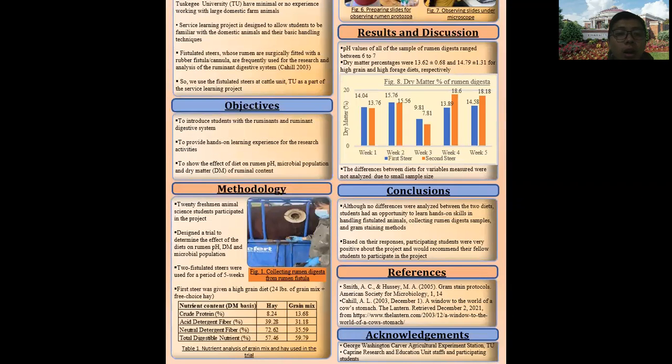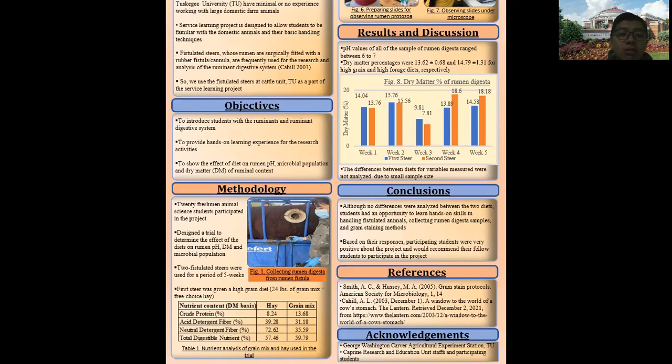The objectives of this project were to introduce students to ruminants and the ruminant digestive system and to provide a hands-on learning experience for research activities. And also we wanted to show the students the effect of diets on rumen pH, microbial population, and dry matter of the ruminal content. In this 5-week-long project, 20 freshman animal science students participated.